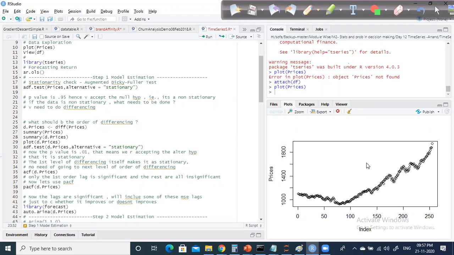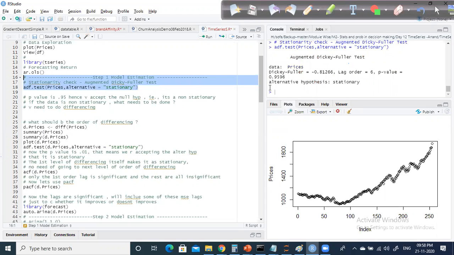So okay, just by eyeballing this, we are able to make out. Still, to double check whether there is really any trend, we are also checking it statistically. We use a test called the augmented Dickey-Fuller test, adf.test. Here the first argument is the column name, and alternative is equal to stationary, the alternative hypothesis. Okay, I'm going to execute this one.